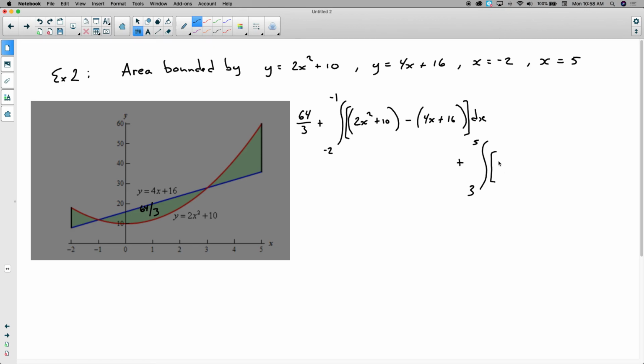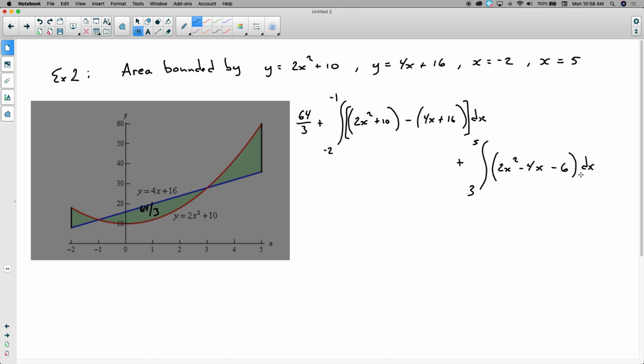Okay, so this one I'll just go ahead and do a quick little algebra. Okay, so we've got 2x squared minus 4x, and so as not to make any more mistakes, minus 6 on that one. Okay, so they're the same integrands, they have different limits of integration.